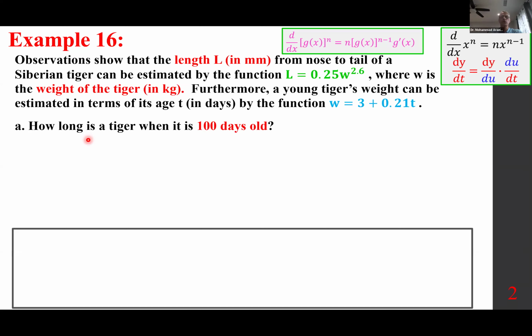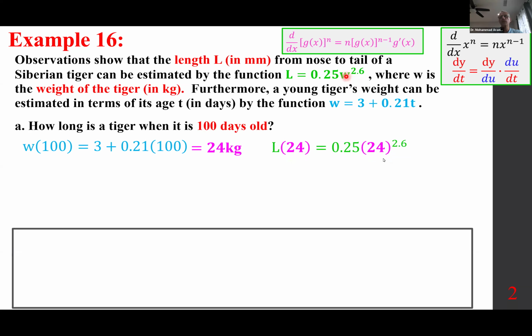A couple of different ways to approach this. We're going to look at both methods. First and foremost, t is equal to 100. So we are going to replace it here. This becomes 21, and 3 is 24 kilograms. Length is a function of the weight, so plug in W equals 24 into this. Raise it to the power of 2.6 times the 0.25 and you get 969.369 millimeters. You have to go with a bunch of decimals, and eventually you round it accordingly. So this was elementary algebra.